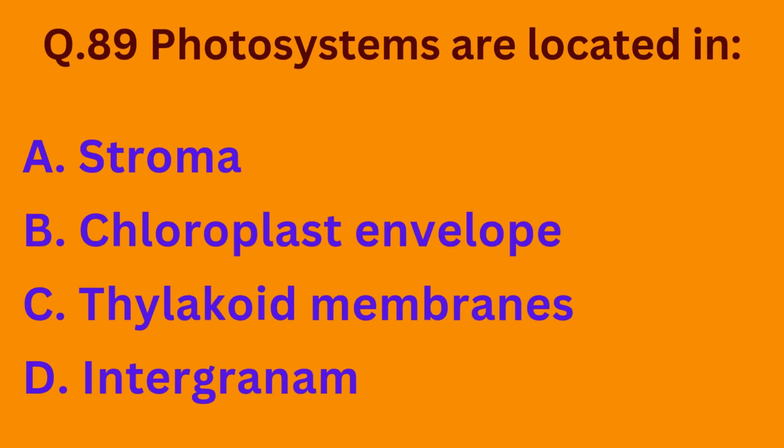Question number 89. Photosystems are located in option A, stroma. Option B, chloroplast envelope. Option C, thylakoid membranes. And option D, intergranum. So the correct option is option C. Photosystems are located in thylakoid membranes.